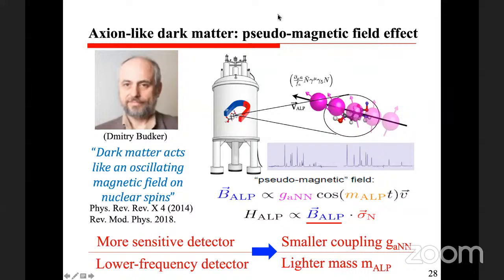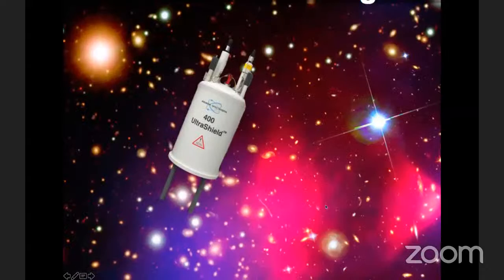So the dark matter could generate an effective magnetic field. We are trying to build a more sensitive detector, so it can image a smaller coupling, and lower frequency could image lighter axion-like dark matter fields. This is our purpose. Based on this principle, we are trying to do an angular measurement of dark matter.